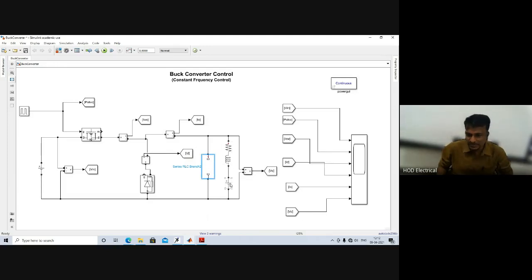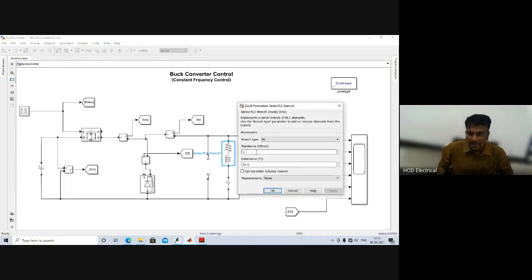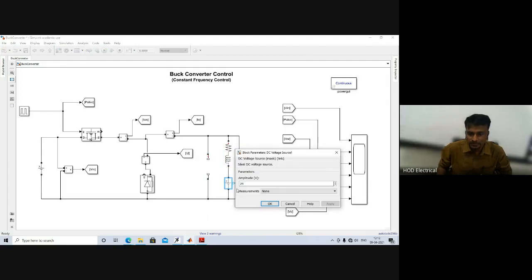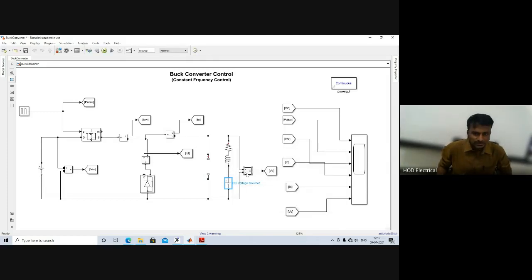This is the resistive load of resistance 1 ohm and inductance of 5 millihenry. Let me take, for understanding, only 0.1 millihenry of inductance. Then one back EMF, or otherwise RLE load, of E voltage of 24 volt. So this much we have done here.